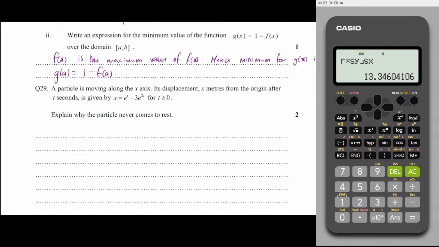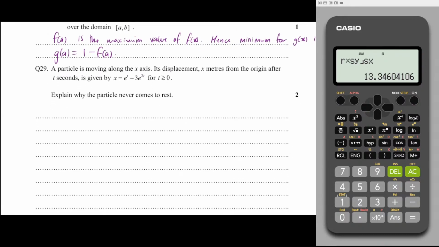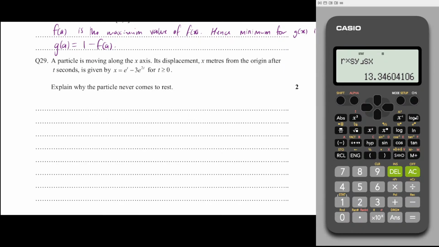Okay, a particle is moving along the x-axis. Its displacement x meters from the origin after t seconds is given by x is equal to e to the t minus 3e to the power of 2t for t is greater than or equal to 0. Explain why the particle never comes to rest. So, why it never comes to rest?